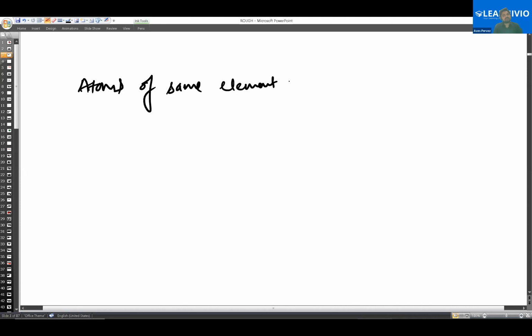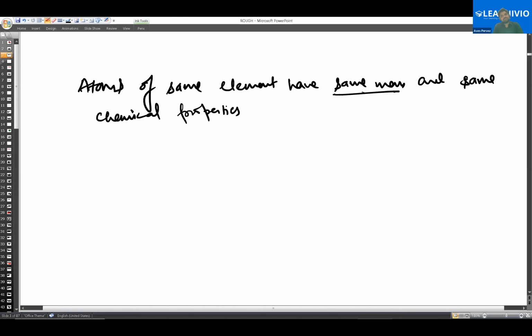Atoms of same elements have same mass and same chemical properties. Okay, so this portion, same mass, it is not correct.